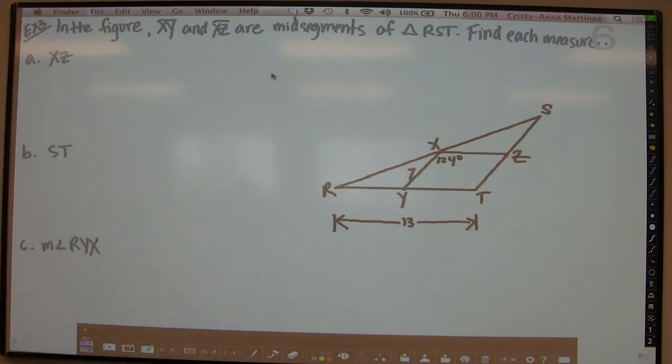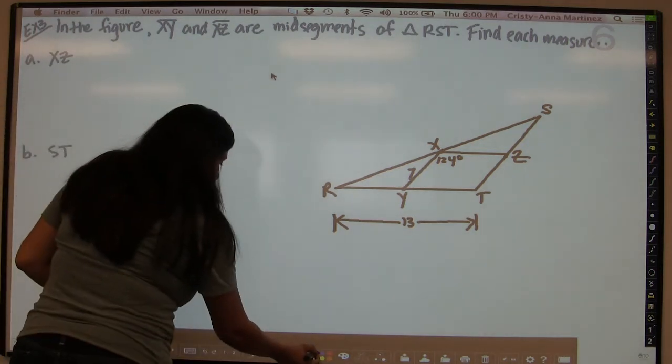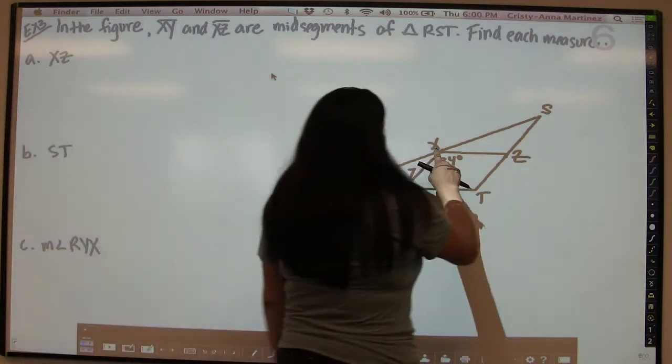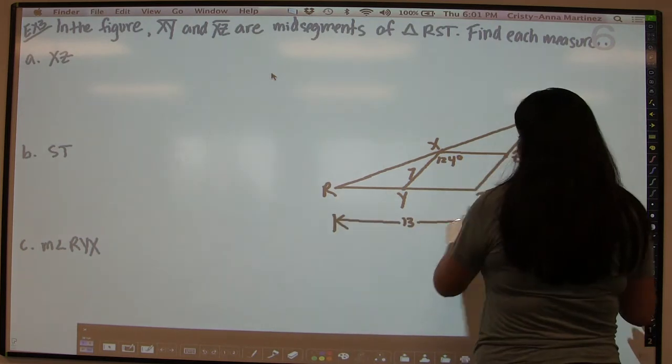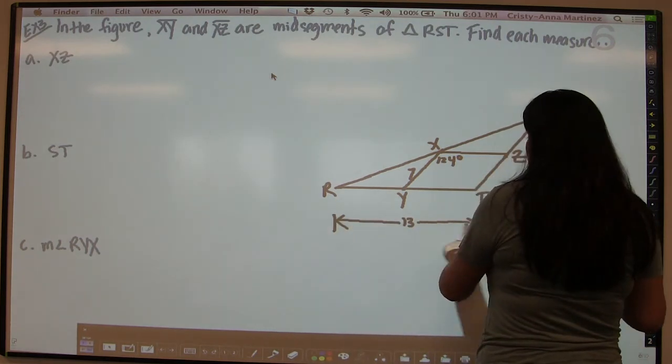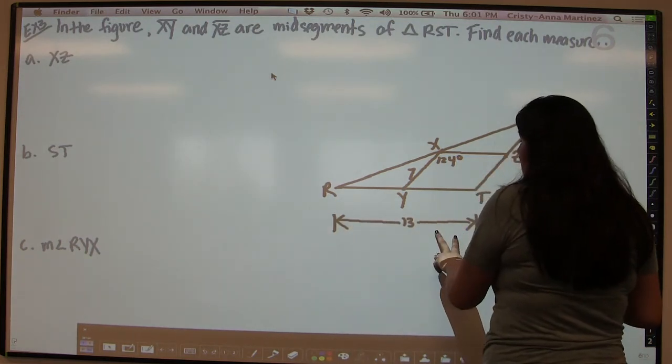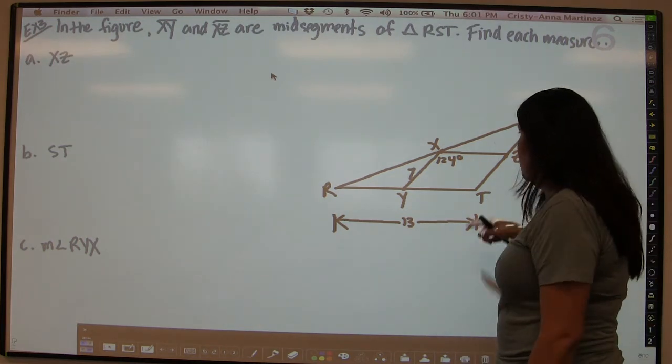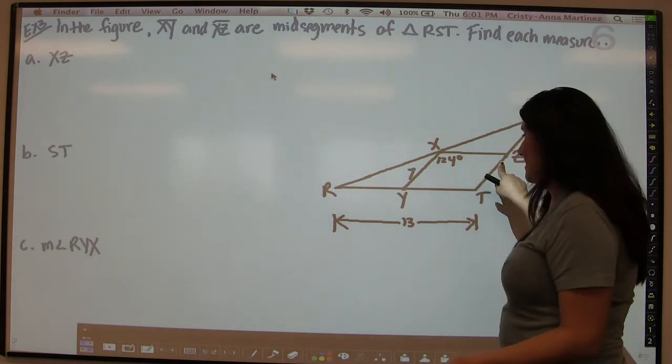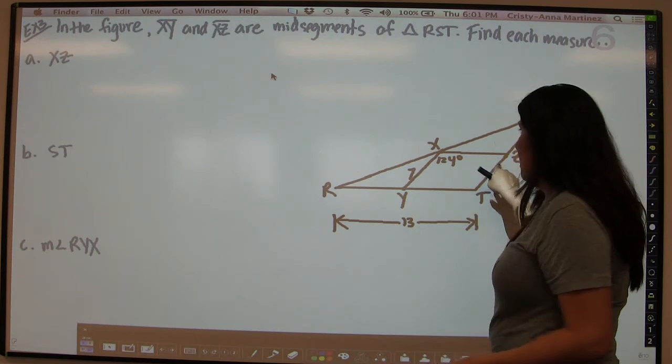In this example, it says in the figure that's on the board here, we have XY and XZ are midsegments of triangle RST, and they want us to find each measure. We're going to start with XZ. So here's XZ, and what we know is that RT is 13. So since RT is 13, RT is double XZ, or so to speak, XZ is half of RT. Again, this is the midsegment.